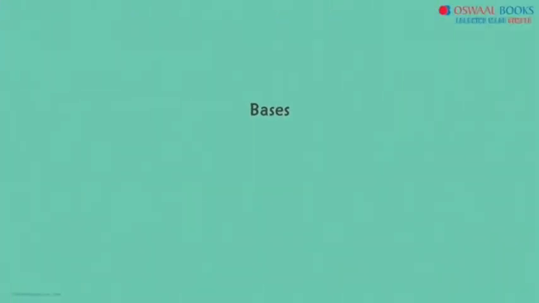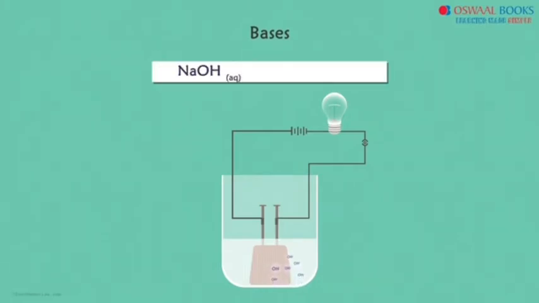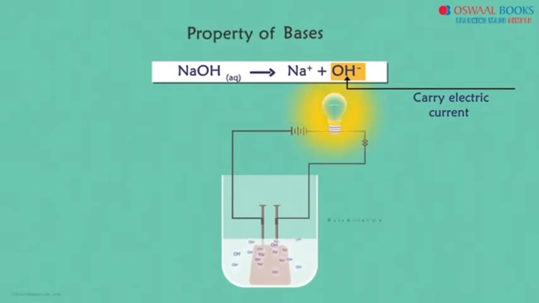What about bases? Should we try repeating the same activity with bases? A base dissociates hydroxide in water, which is responsible for the basic behavior of a compound. For instance, when sodium hydroxide is dissolved in water, it dissociates hydroxide ion and sodium ion. The anions carry electric current in the solution, and hence the bulb will glow in this case as well. A base shows its basic character because of dissociation of the hydroxide ion.